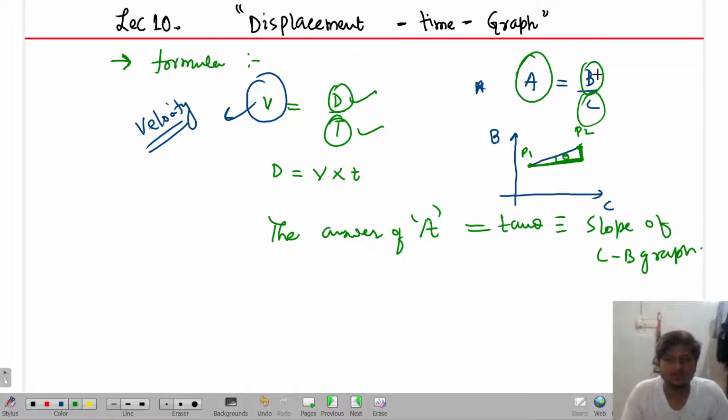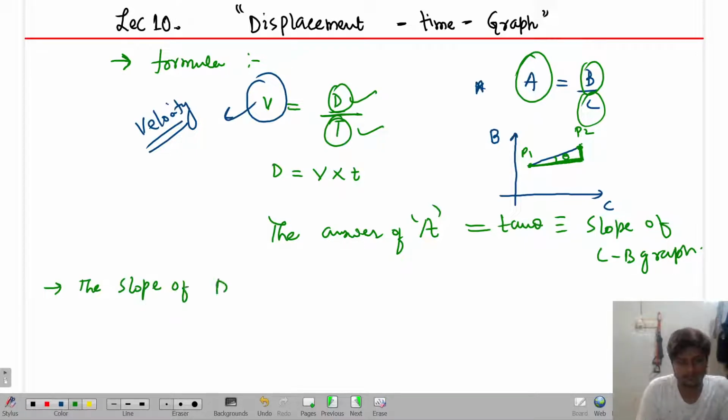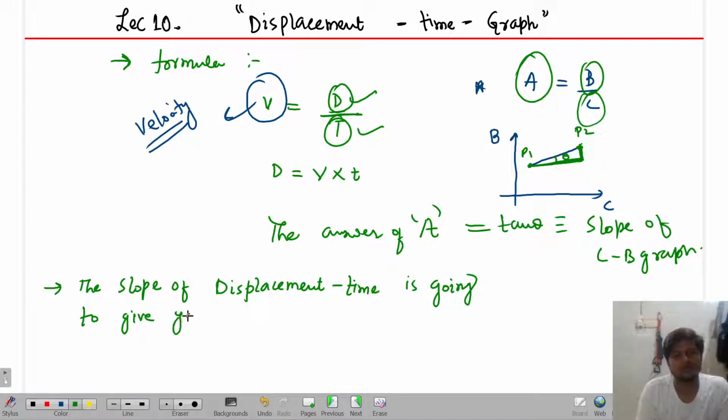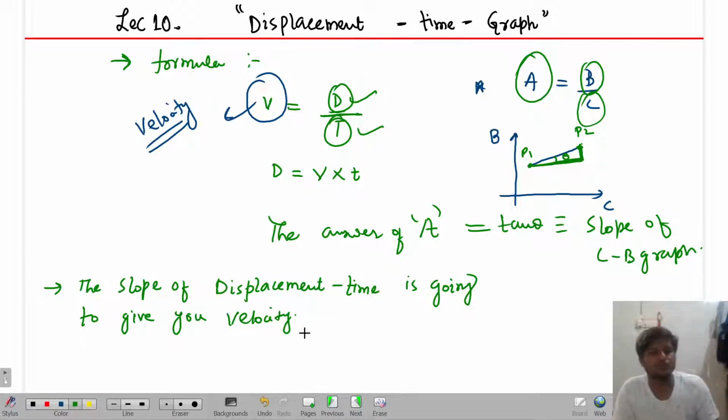So every time, whenever the two things are in the denominator, draw the graph, whatever curve is given, take the slope of that curve. That slope will be the answer of value A over here. Understood or not? So similarly, if I have a displacement time graph, can I say that the slope of the displacement time graph is going to give you velocity? Understood or not? What will happen if I draw a displacement time graph? It is going to give you velocity.